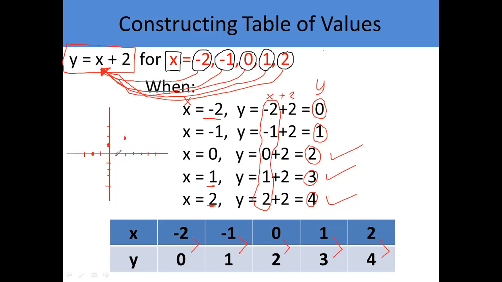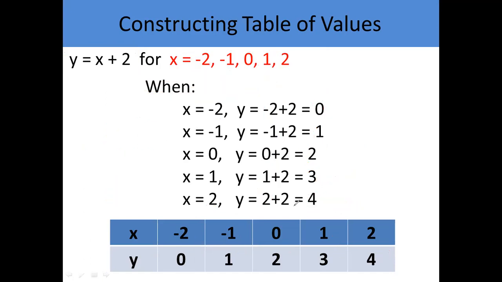When x is 1, y is 3. 1, 2, 3, so it will be like here. And so on. When x is 2, y equals 4. So we can graph it that way. That is the picture of what our graph is all about. Again, these are what we call our table of values, so that we are now ready to make a graph out of it.